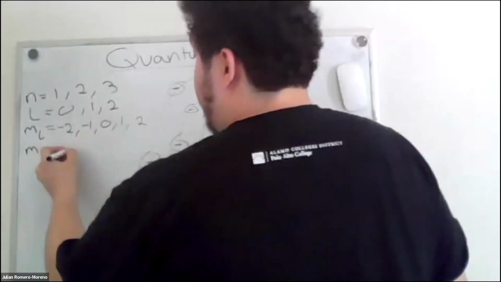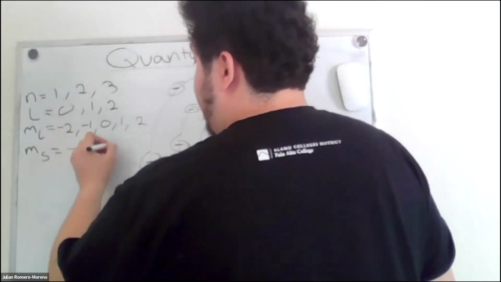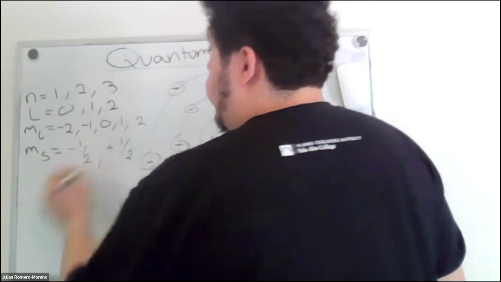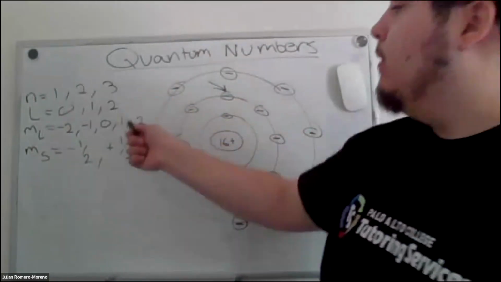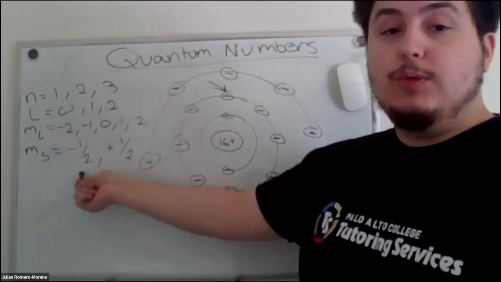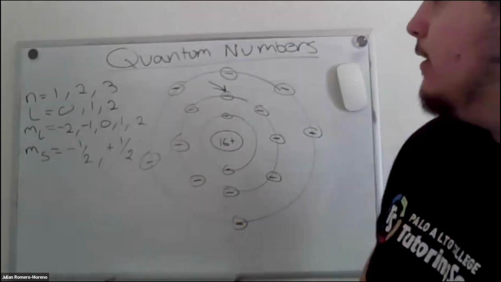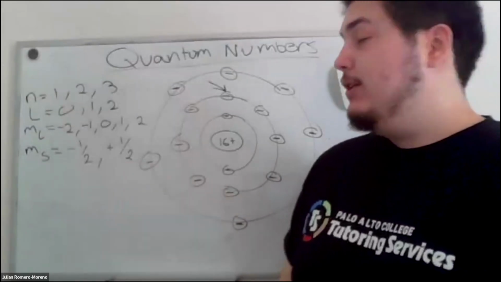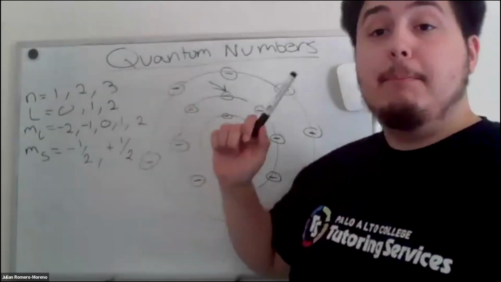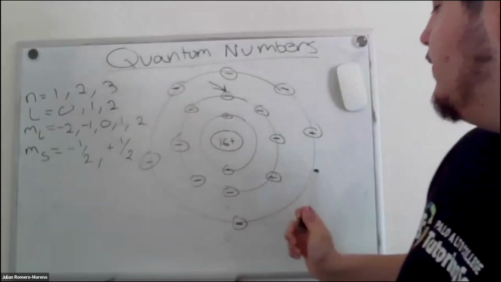And then finally, our electron spin quantum number will always be the same, no matter what. It can either be negative half or positive half. These 3 all key off each other. This one will always just be these 2 options. This would be a valid answer for answering all the possible quantum numbers of sulfur.